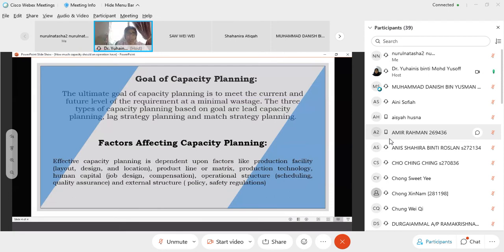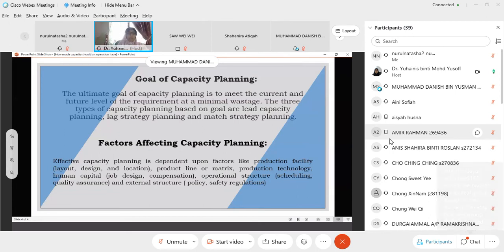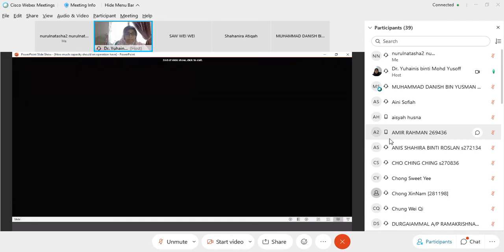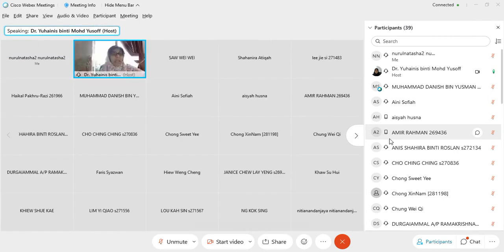Okay, effective capacity planning is dependent upon factors like production, product line or metrics, operational structure and external structure. Then we look at policy and safety regulation. Okay. So, is there any other slides? Finish. Okay, thank you. So let me see the last slide. The last slide.